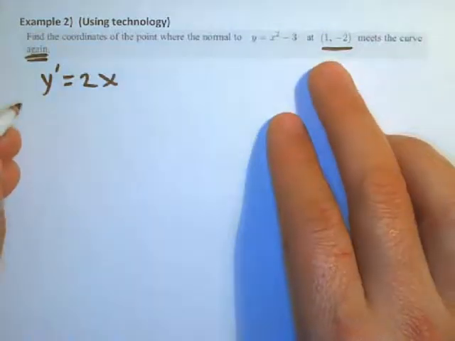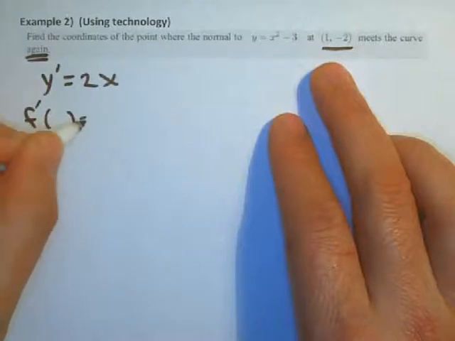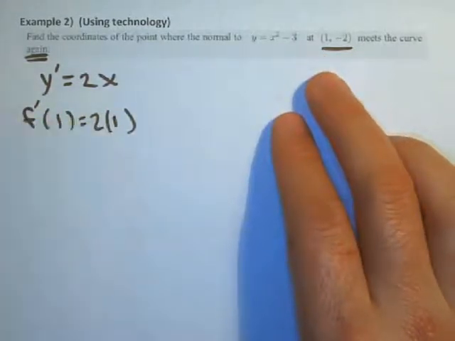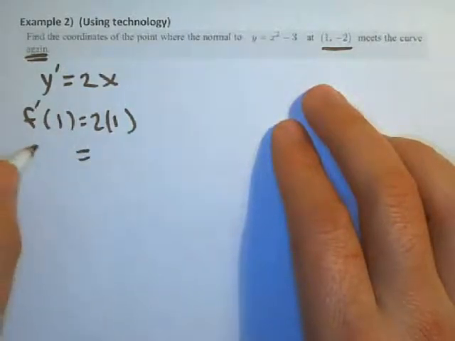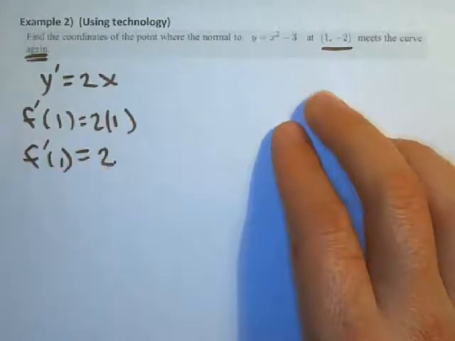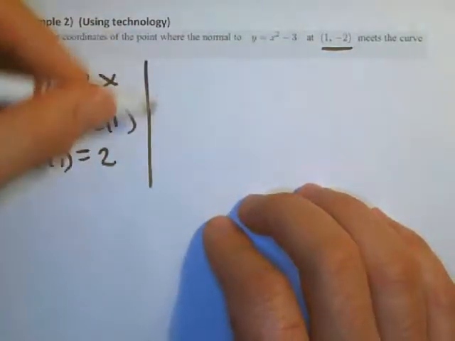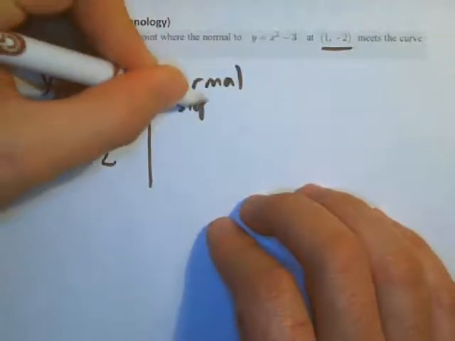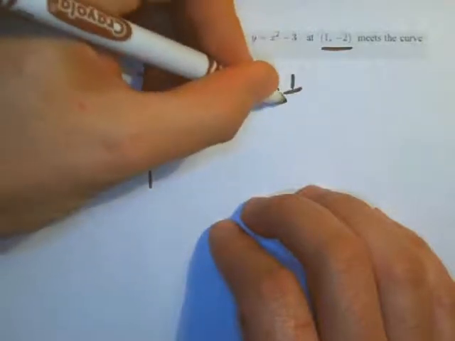So what do we plug in for x? Plug in 1. If I plug in 1, then we know that the slope, when x is 1, is going to be equal to 2, because 2 times 1 is 2. This means that the normal slope is equal to negative the reciprocal of this.